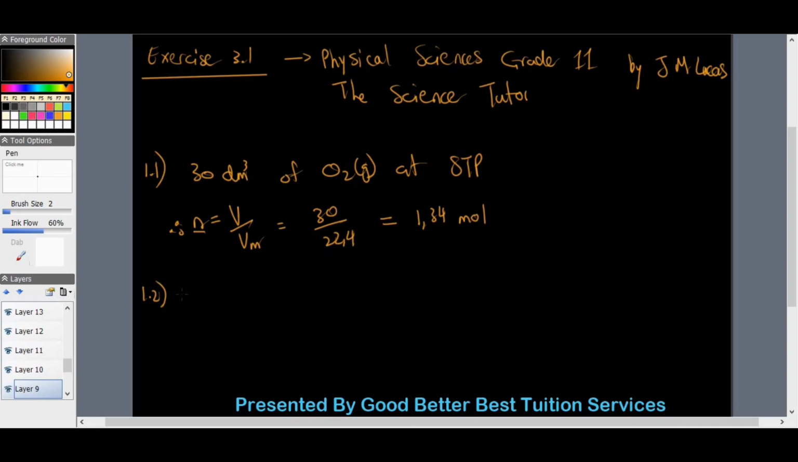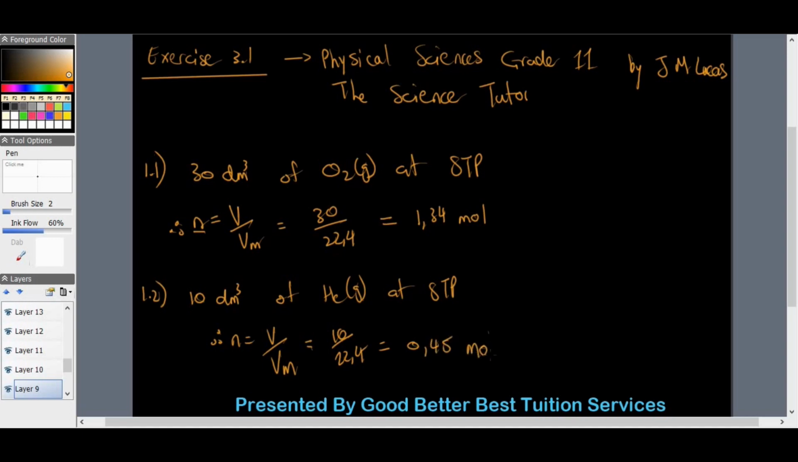1.2. This was now 10 decimeters cubed of helium gas, also at STP, standard temperature and pressure. Same formula. n is equal to V divided by Vm, which is equal to 10 divided by 22.4. Anybody have an answer here? I got 0.45 mole. Very good, Kelly as well. 0.45 mole. Excellent little warm-up questions. So 1.34 mole for the first one of oxygen gas, 30 decimeters cubed, and for the 10 decimeters cubed of helium at STP, 0.45 mole.